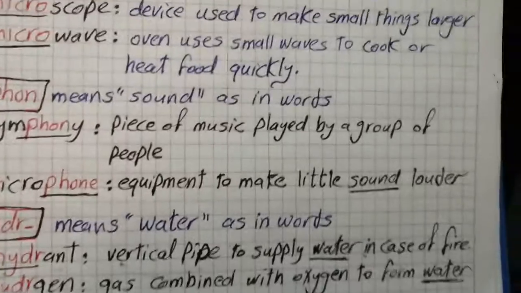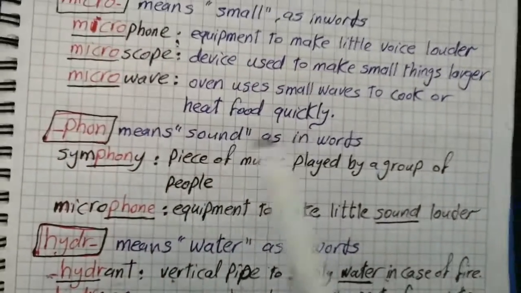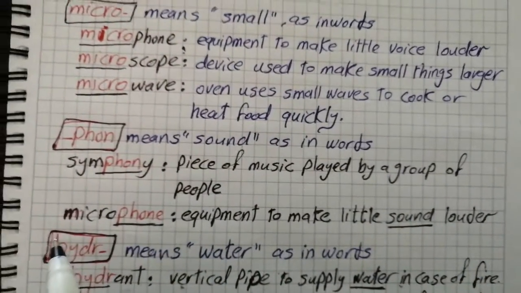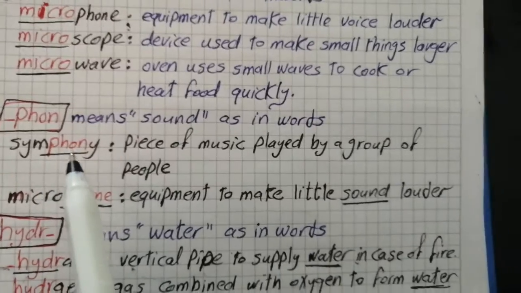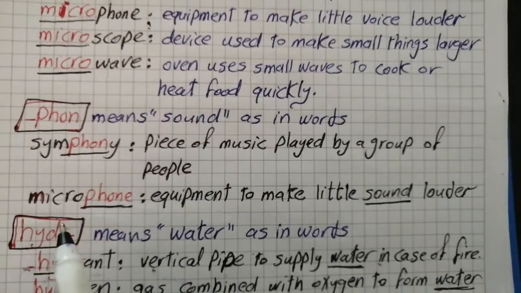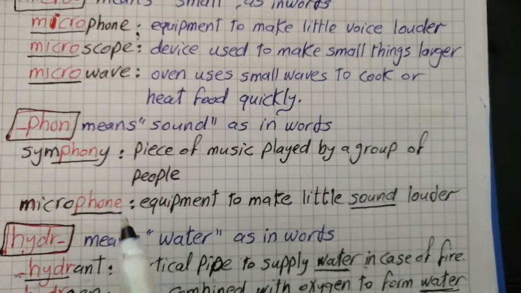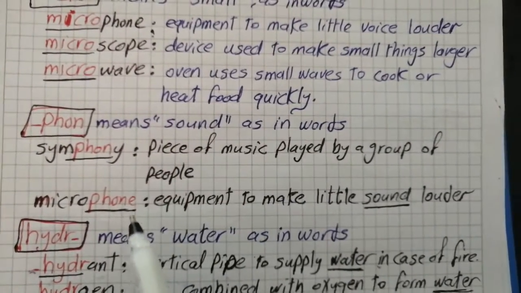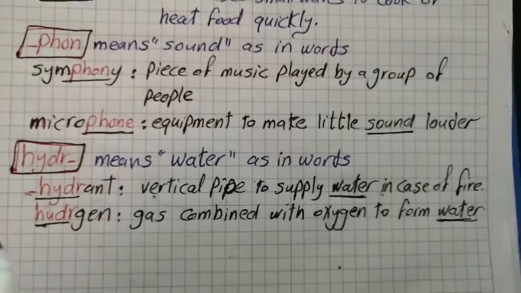The Greek root phon, which means sound, as in the words symphony and microphone. Symphony is a piece of music played by a group of people, and microphone is equipment to make a little sound louder. So phon here is related to sound.